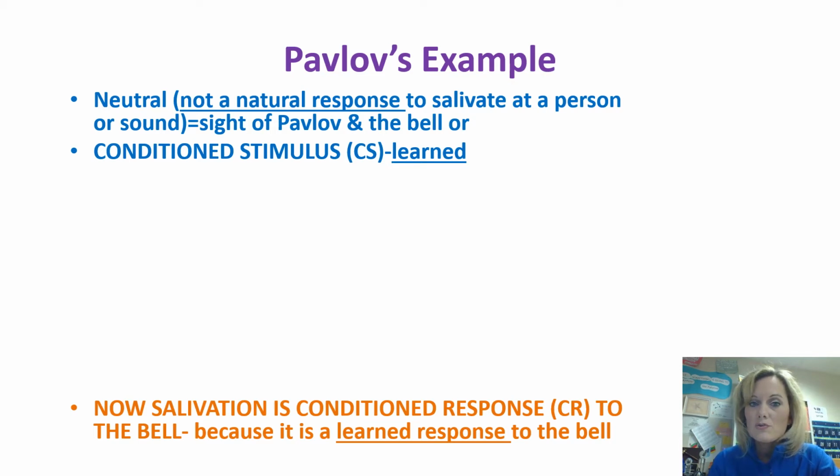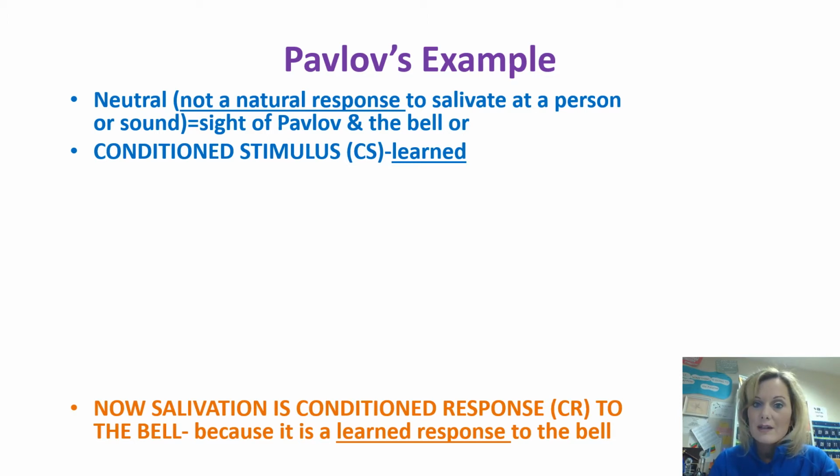First of all, the neutral stimulus. What is the neutral stimulus? Okay, it's the bell in this example. It's the signal or the stimulus that's not naturally causing the response. So the bell, or the sight of Pavlov or his footsteps, don't naturally cause a person or a dog to salivate. The conditioned stimulus is then learned.